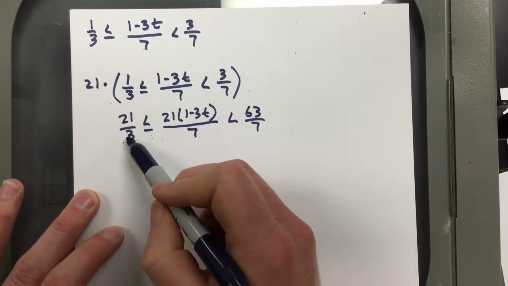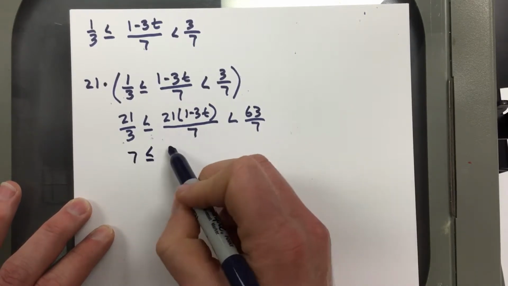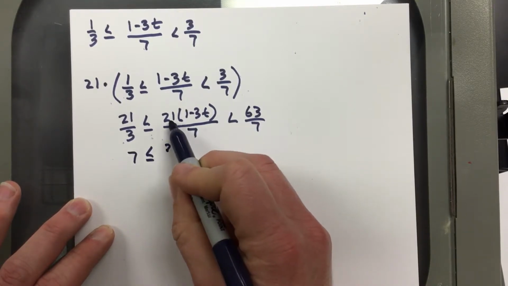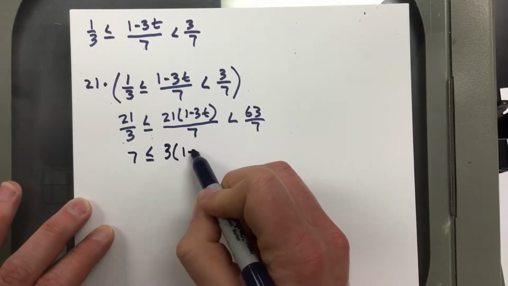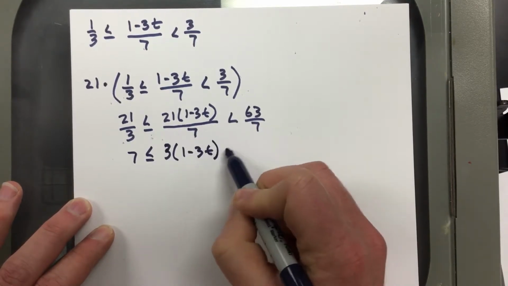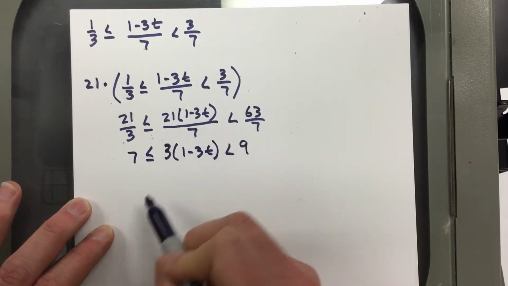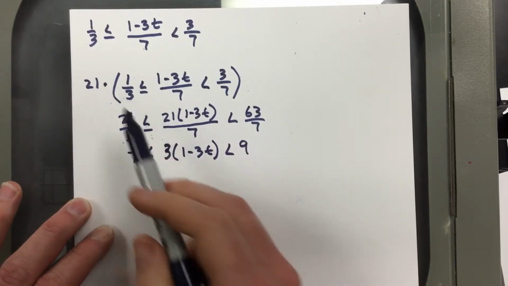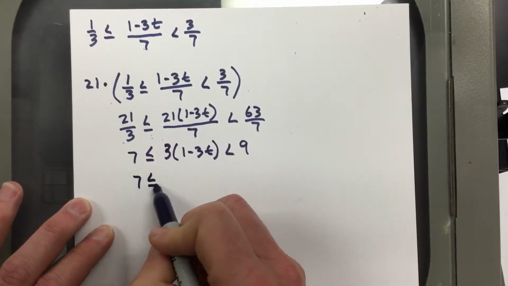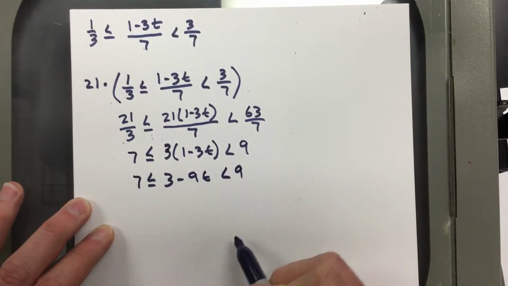So 21 over 3 is going to give 7 less than or equal to 21 divided by 7, which is 3, times 1 minus 3t, which is less than 9. So then I'm going to distribute in the middle, and you can see all the fractions cancel, which is why I multiplied by 21. And you get 7 less than or equal to 3 minus 9t less than 9.